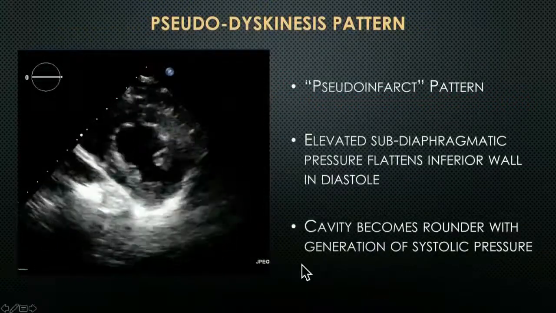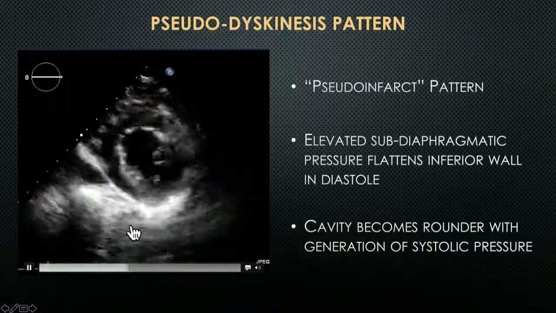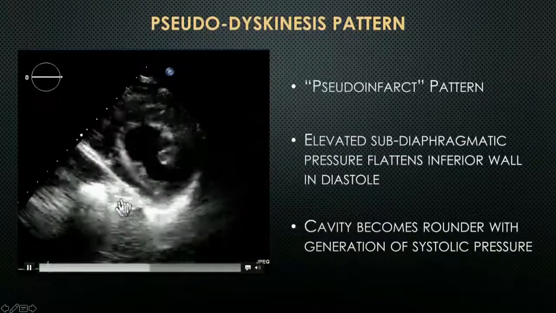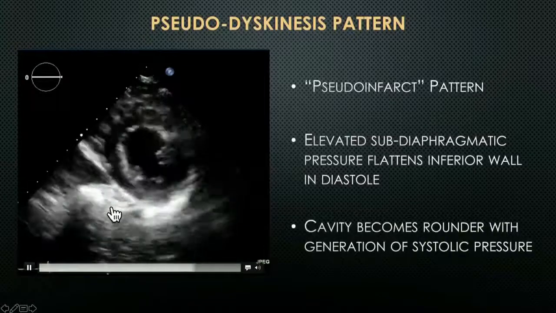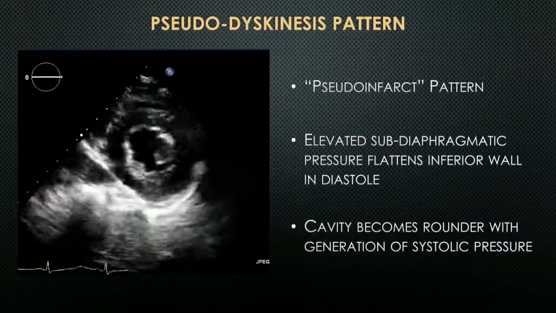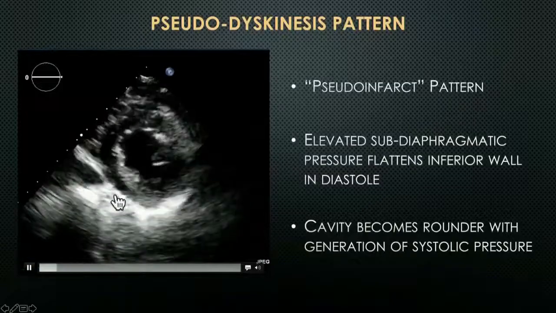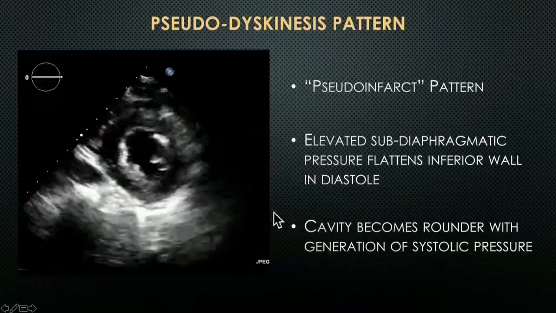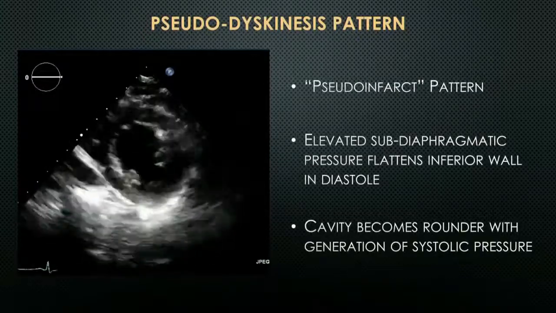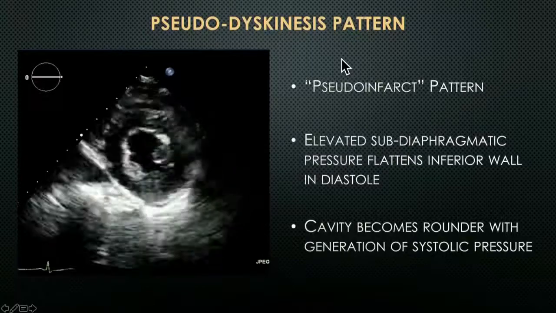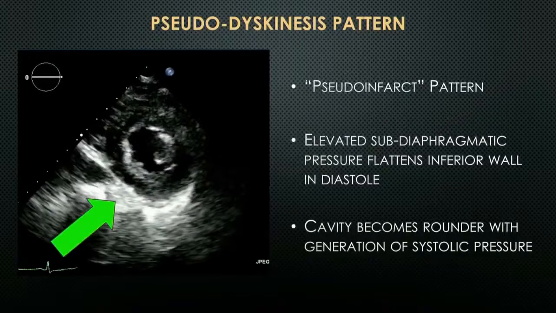The reason why my colleague was, as we used to say at Penn, misled, was that in the recovery phase, they saw this sort of bulging outward of the inferior wall here. And they thought it got worse in the exercise, interestingly enough. And this is a pseudo-dyskinesis pattern of some sort of elevated subdiaphragmatic pressure. So the cavity becomes rounder during systole. So you guys, even in your incapacitated, exhausted state, still did well. So that is excellent. Okay.